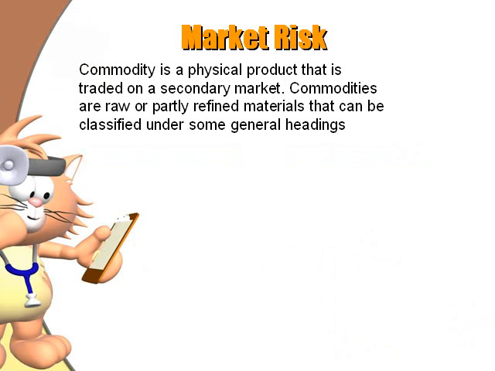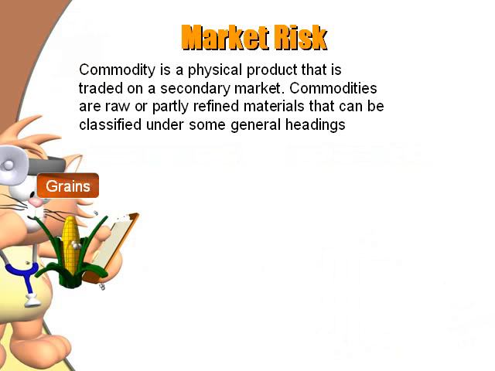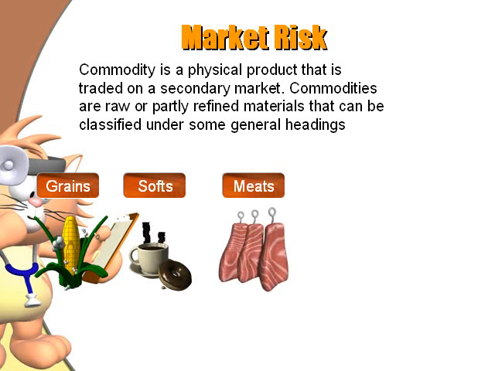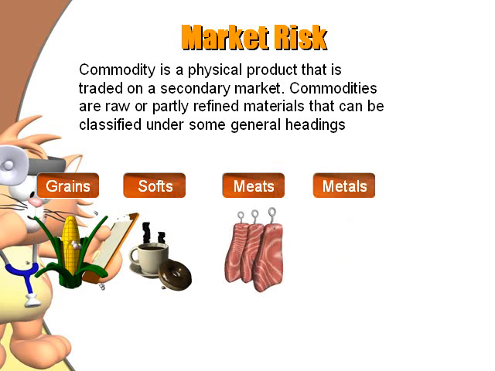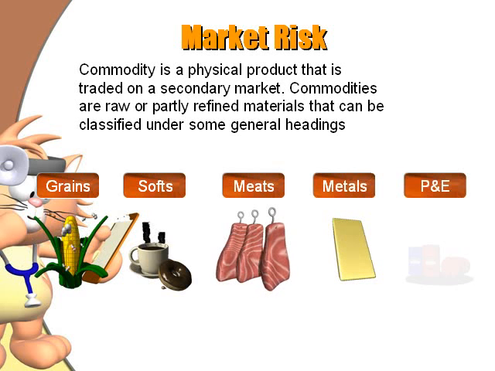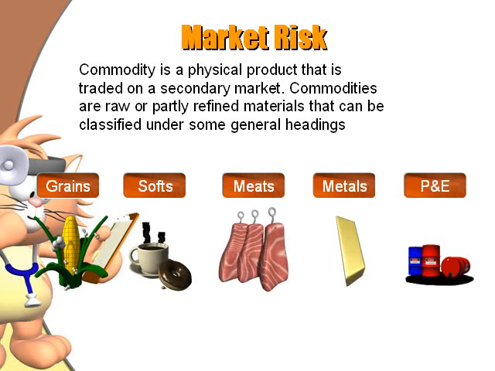Commodities risk. A commodity is a physical product that is traded on a secondary market, and they are raw or partly refined materials that can be classified under some general heading. Grains, for example, wheat, corn, soybean. Softs, for example, coffee, sugar, cocoa. Meats, for example, cattle, sheep, cows. Metals, for example, gold, silver, copper. Power and energy, crude oil and natural gas.